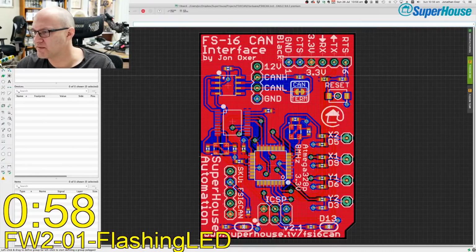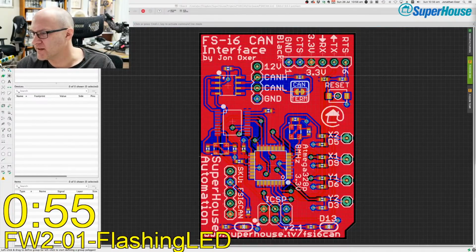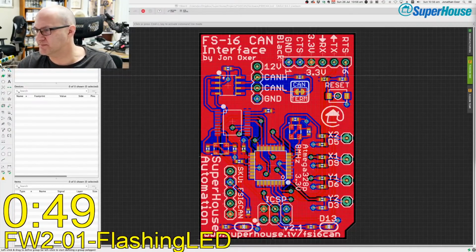FW201 flashing LED. Fly by wire. Oh, flashing LED. Okay, Funway Volume 2 flashing LED. This one, I talked about this one a little while ago on a different live stream.